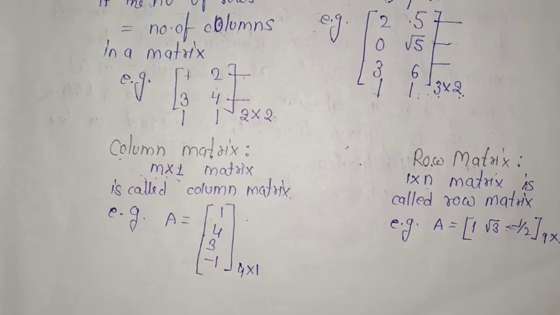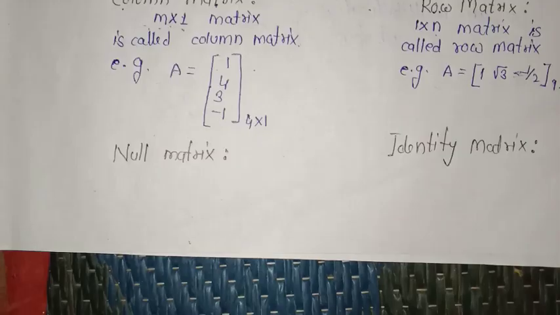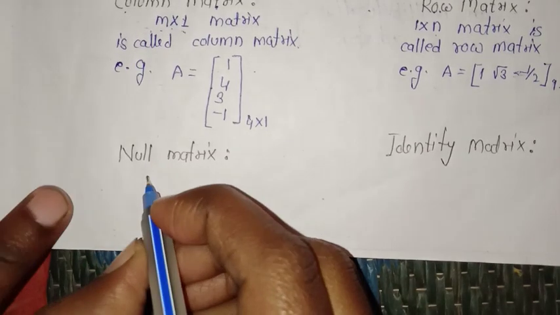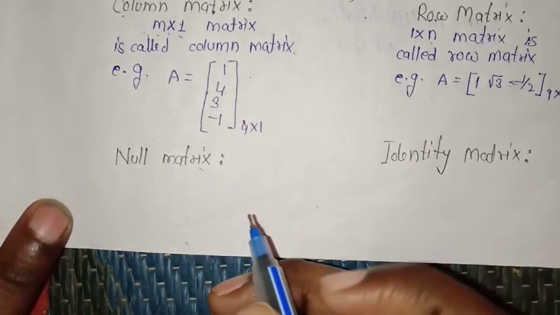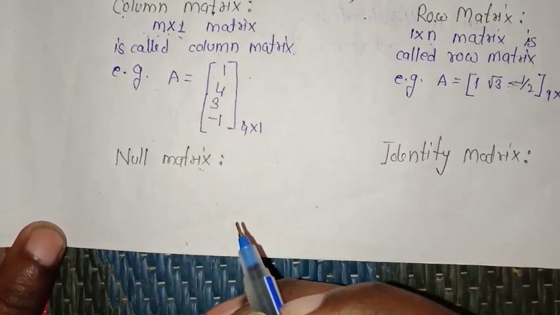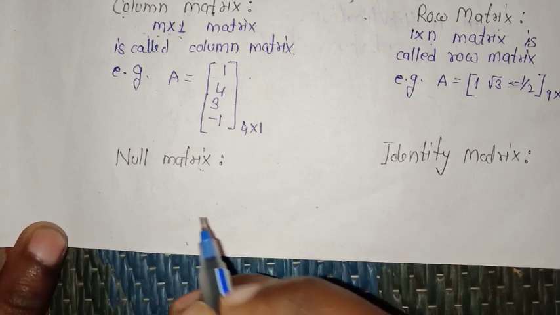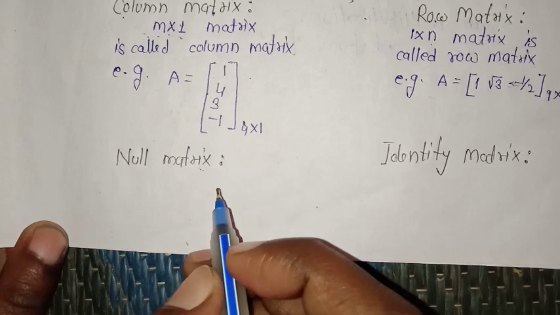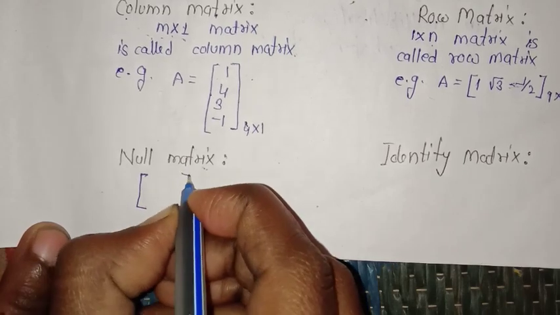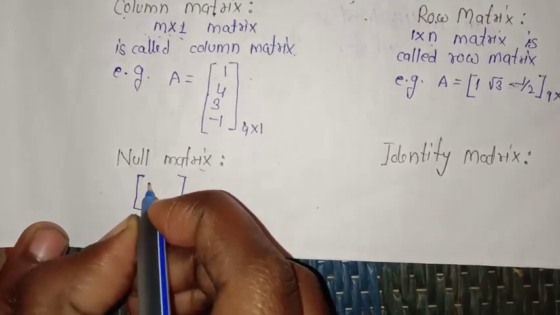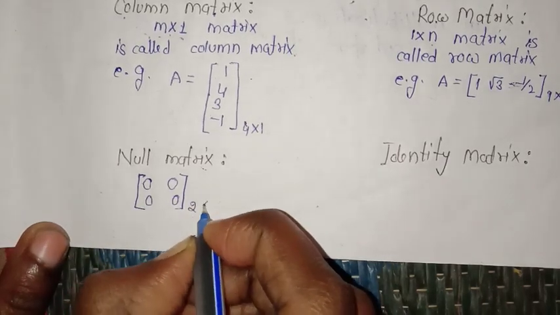Now I will discuss null matrices and identity matrix. Our next definition is about the null matrix. An m cross n matrix whose entries are all 0 is called a null matrix. All those matrices in which all the entries are 0, we call null matrices. If I consider a 2 cross 2 matrix, that is, a square matrix of order 2, and that is a null matrix, then all entries inside that matrix will be 0. So this is a null matrix of order 2.